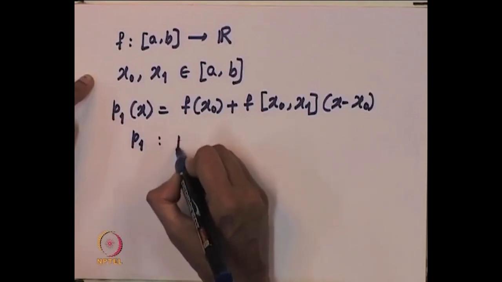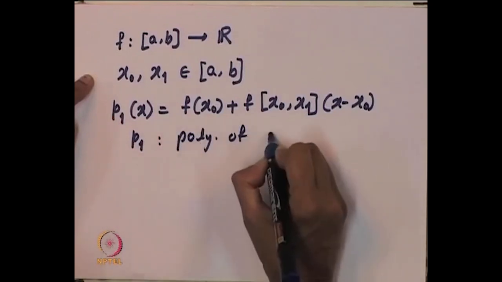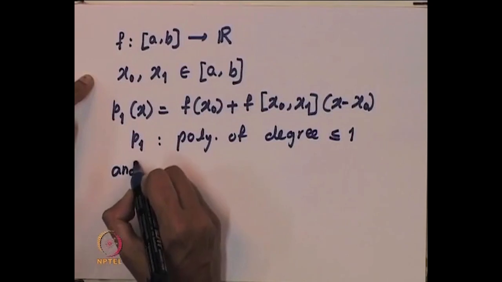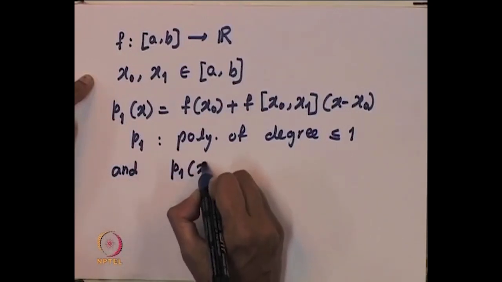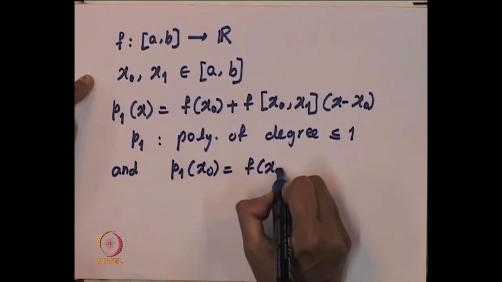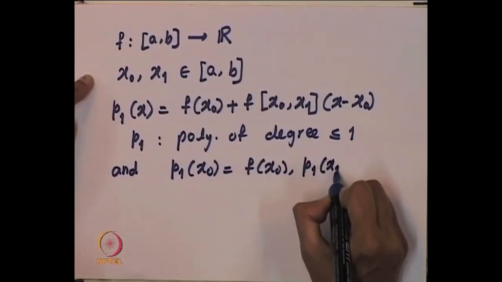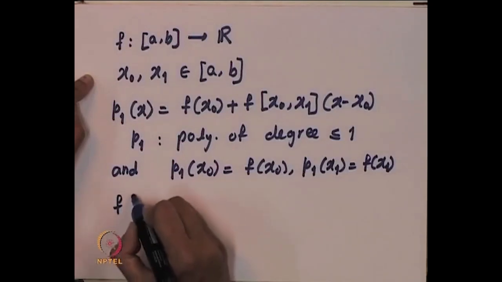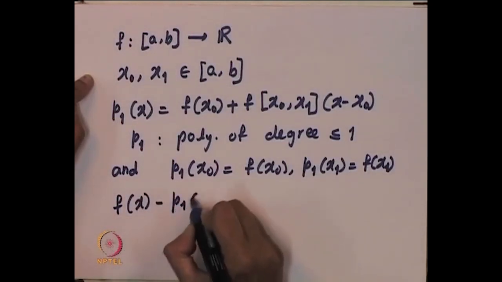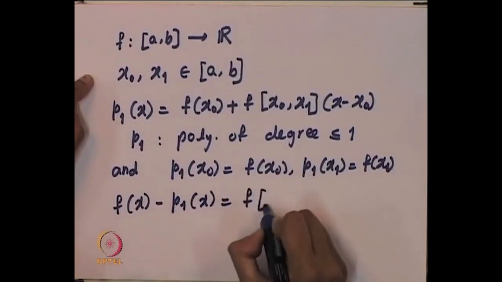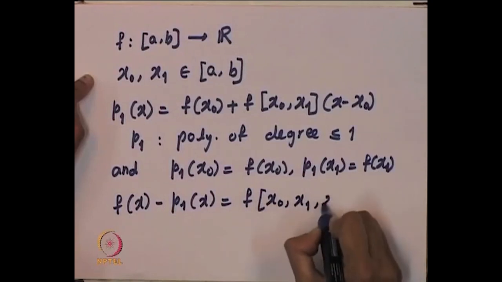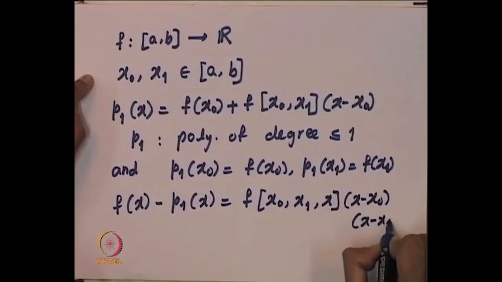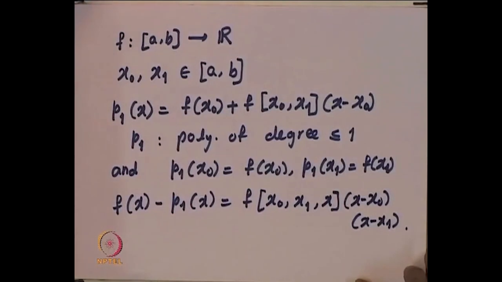and p1(x0) is equal to f(x0), p1(x1) is equal to f(x1). The error is given by f(x) minus p1(x) is equal to f[x0, x1, x] into (x minus x0)(x minus x1). So, this is for one polynomial.